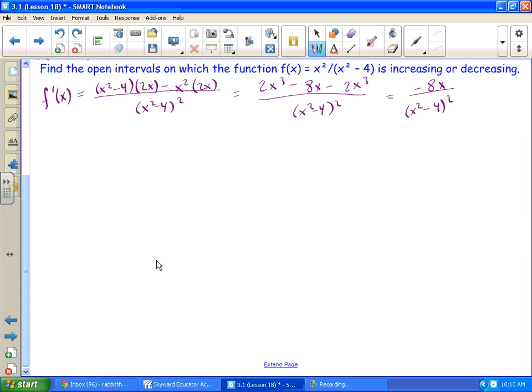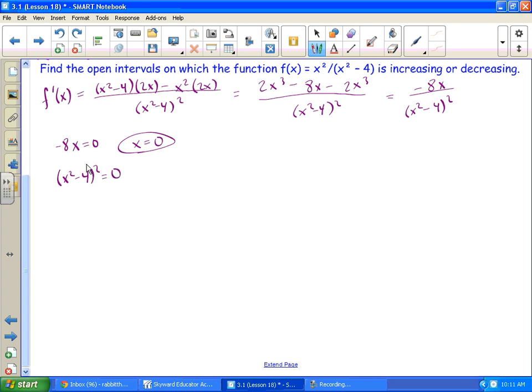Okay, so take your derivative as the first step. Second step is finding when the numerator is 0. So I let negative 8x equals 0. When is this true? When x is 0, right? Divide by negative 8 on both sides. So this is my critical number here. And then to find where it's undefined, what do I do? I set the denominator to 0. Good.